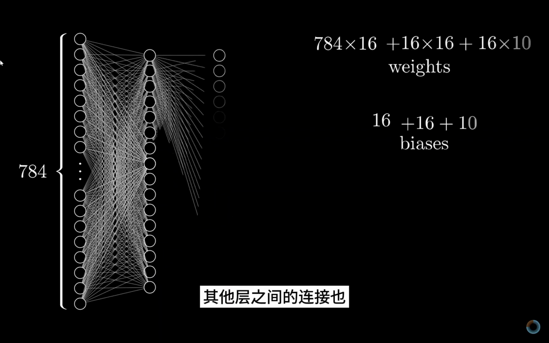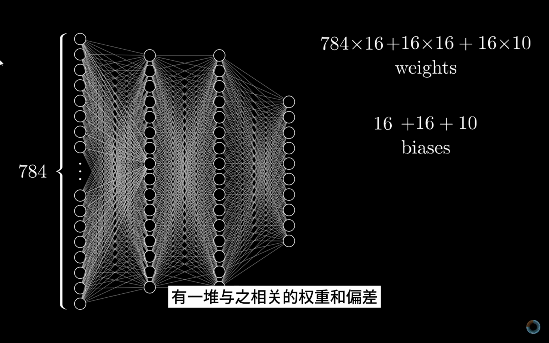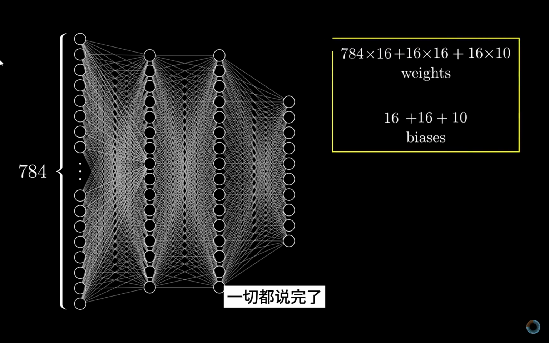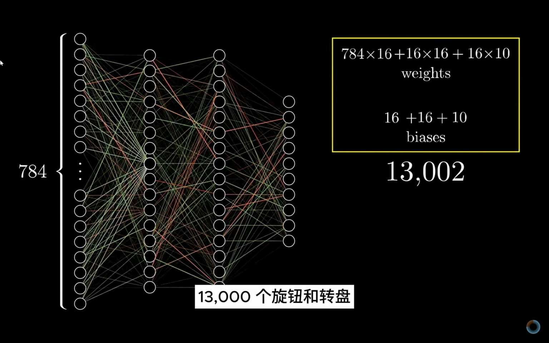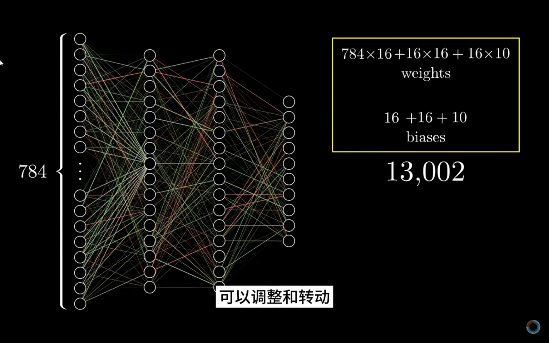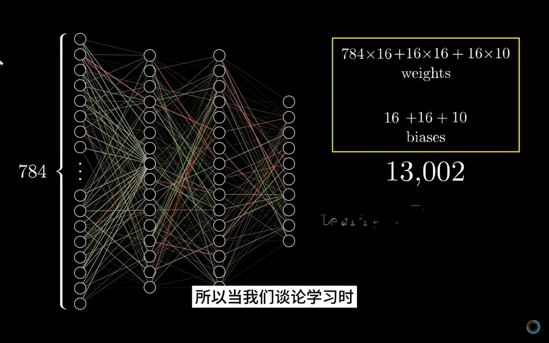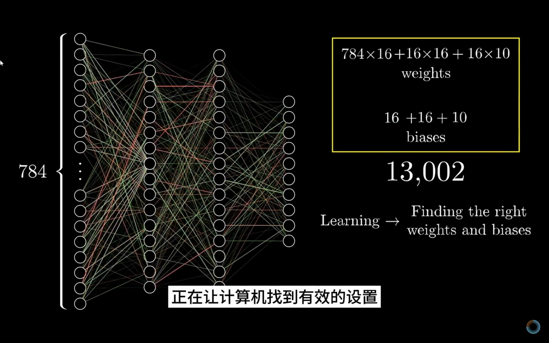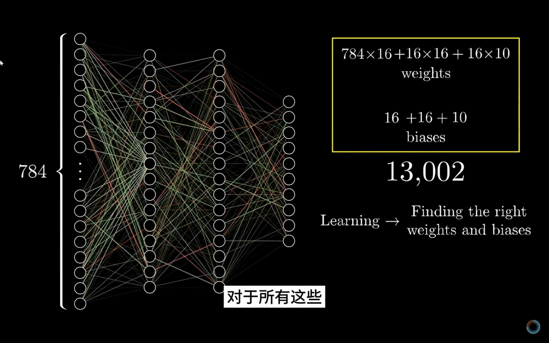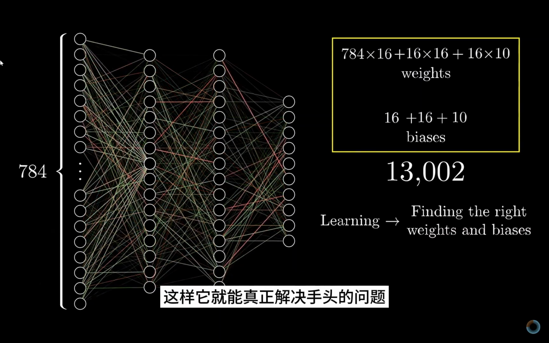The connections between the other layers also have a bunch of weights and biases associated with them. All said and done, this network has almost exactly 13,000 total weights and biases. 13,000 knobs and dials that can be tweaked and turned to make this network behave in different ways. So when we talk about learning, what that's referring to is getting the computer to find a valid setting for all of these many numbers so that it'll actually solve the problem at hand.